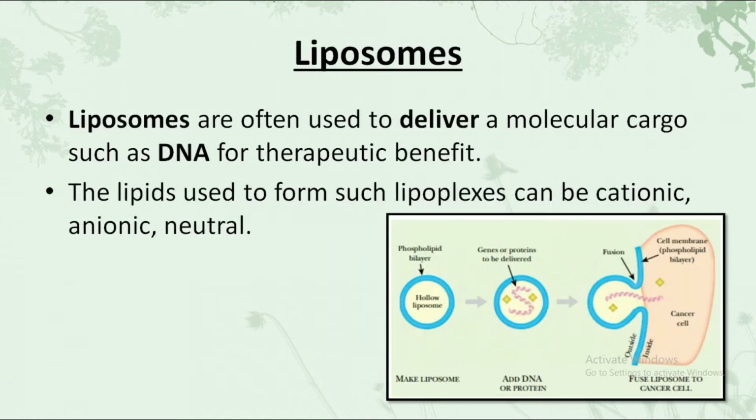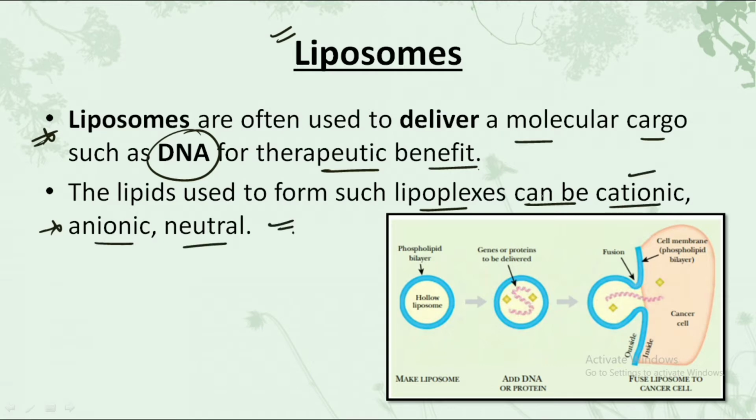The second one is the liposomes, which is also a direct kind of method. In this, the liposomes are often used to deliver the molecular cargo such as the DNA for therapeutic benefit. The lipids that are used to form the lipocomplex can be cationic, anionic or neutral, or it could be a mixture of cationic, anionic and neutral ones. So what are liposomes at the first go? We have discussed liposomes in the video when we discussed the basics of cell. So make sure you watch that video also for a complete understanding of all the organelles including the liposomes.